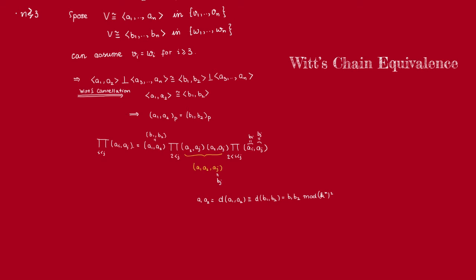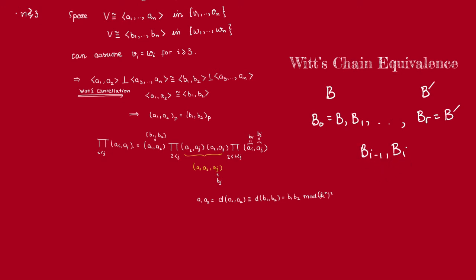So what does the Witt chain equivalence theorem say? If we have a regular quadratic space V, as we do have now, and two orthogonal bases, B and B prime, the claim is that we will have a finite chain of orthogonal bases starting from B and ending at B prime, such that if we look at any two consecutive bases in this chain, then B_i is obtained from B_{i-1} by changing at most two elements. So they differ by at most two elements.